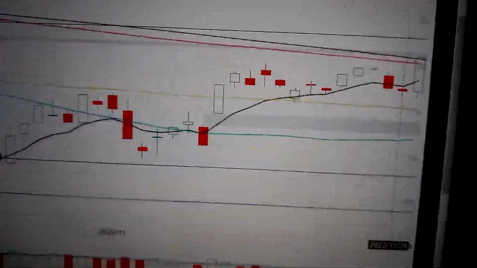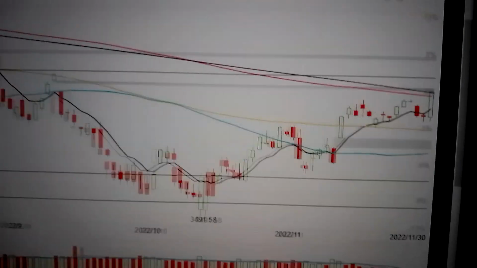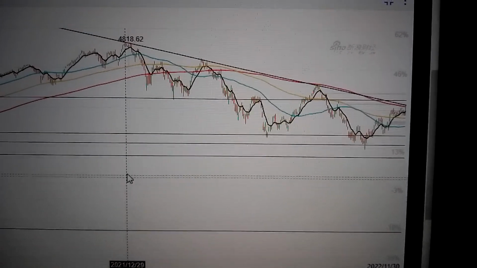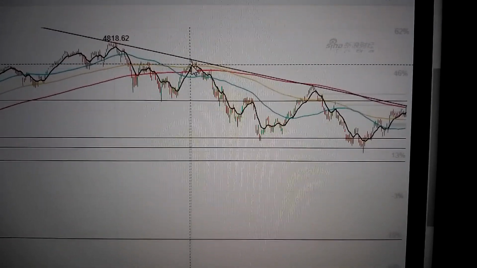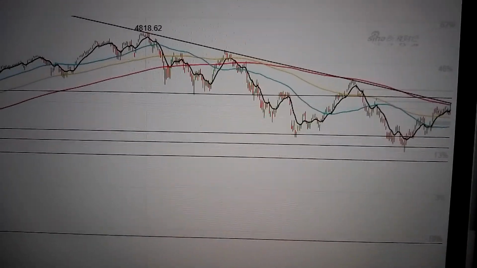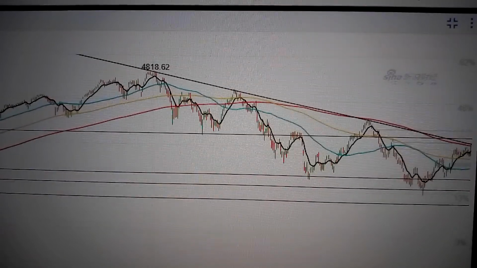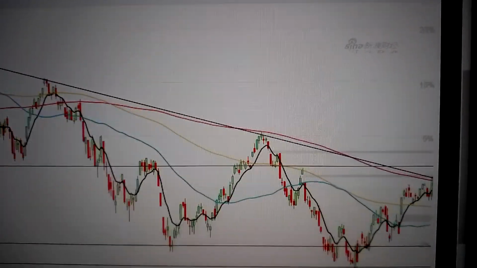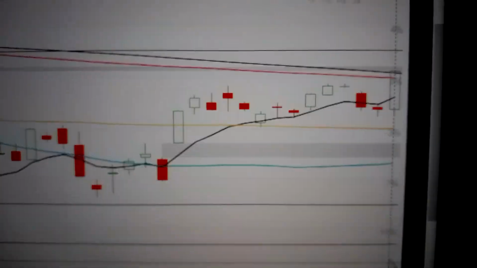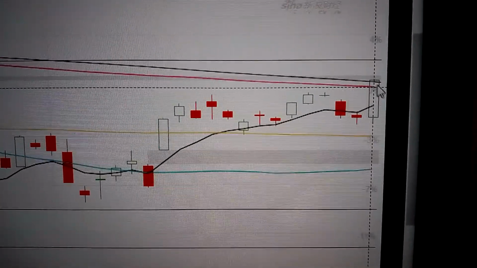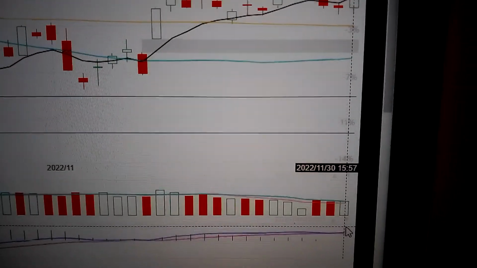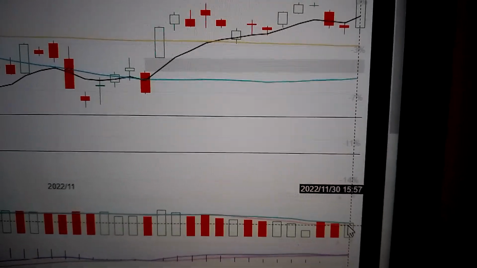But on the other side, if we zoom out and connect all the former tops during the past half year, we can see we just touched this line again for the first time. So actually we are still below this line, and also still below the gap it formed in this area. According to the volume, it's not significantly high.